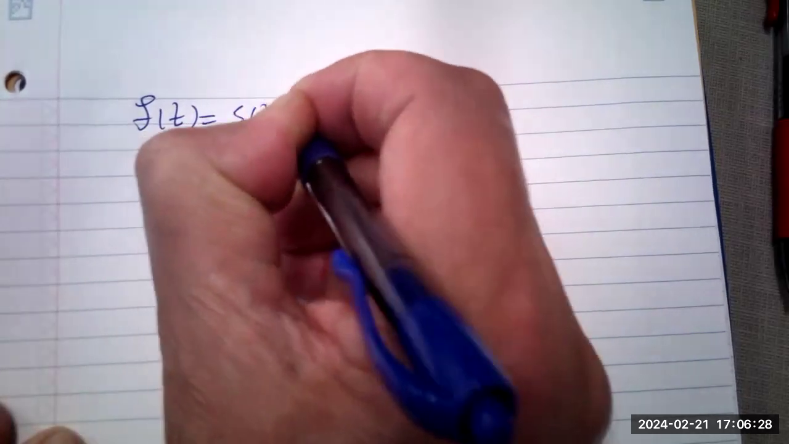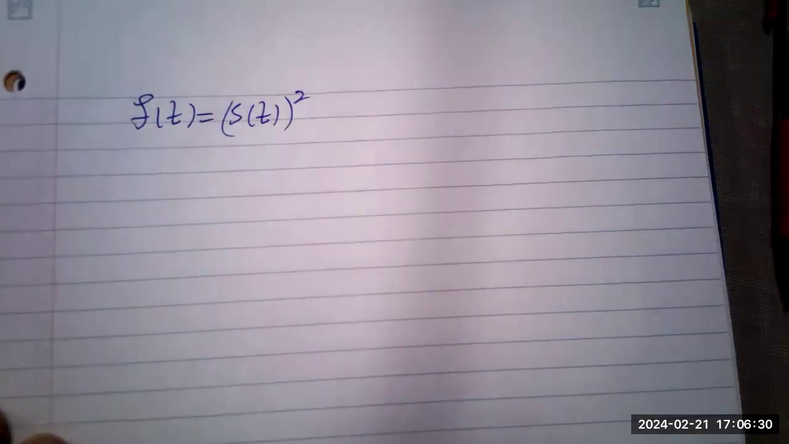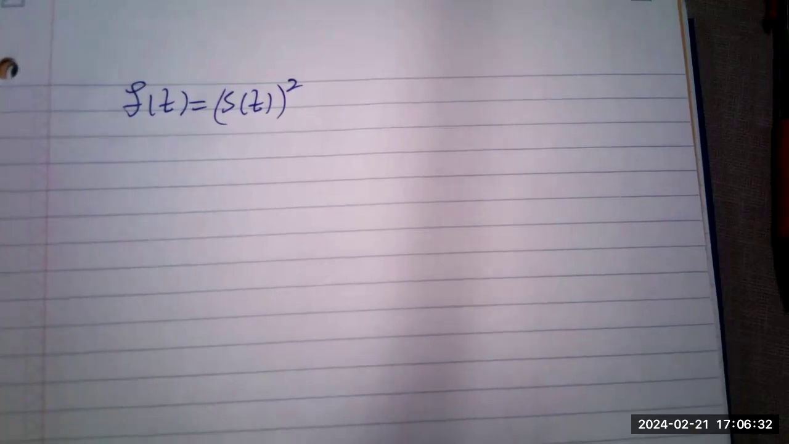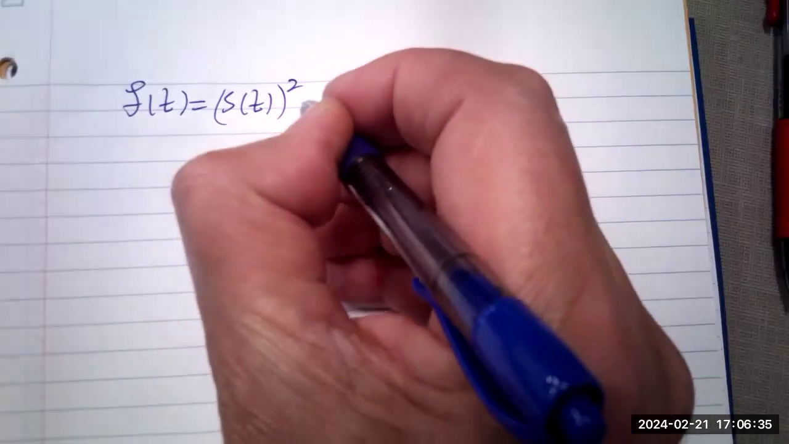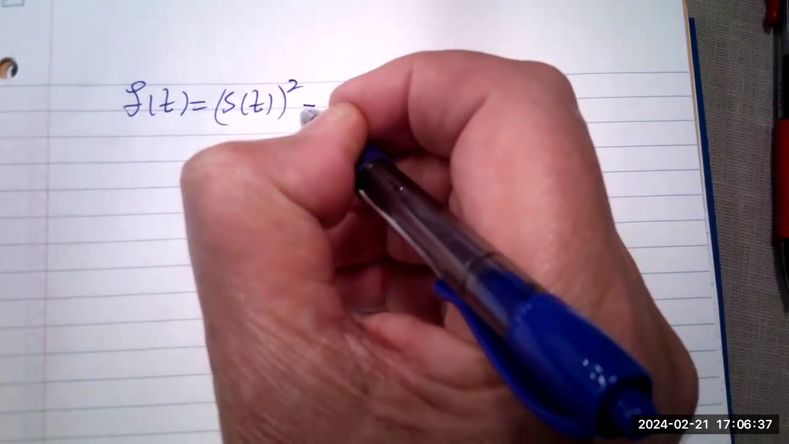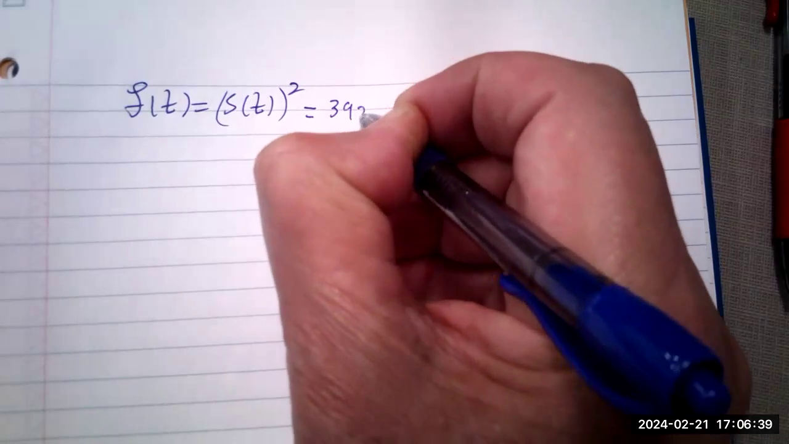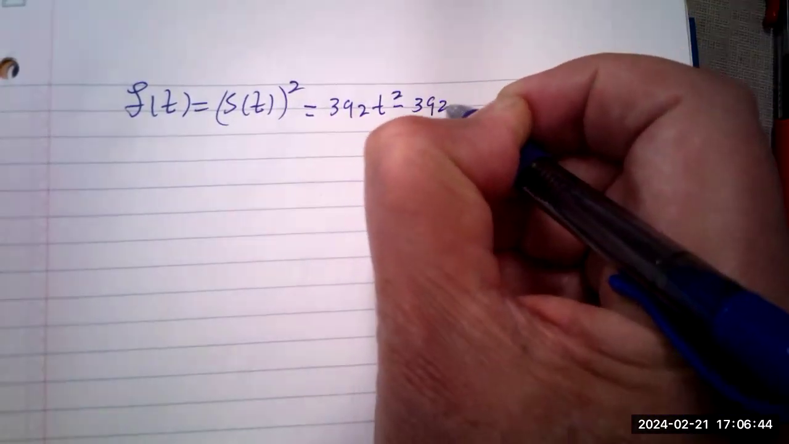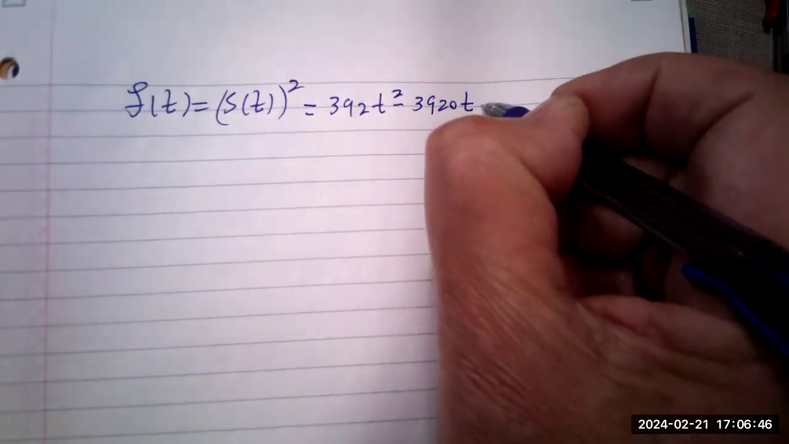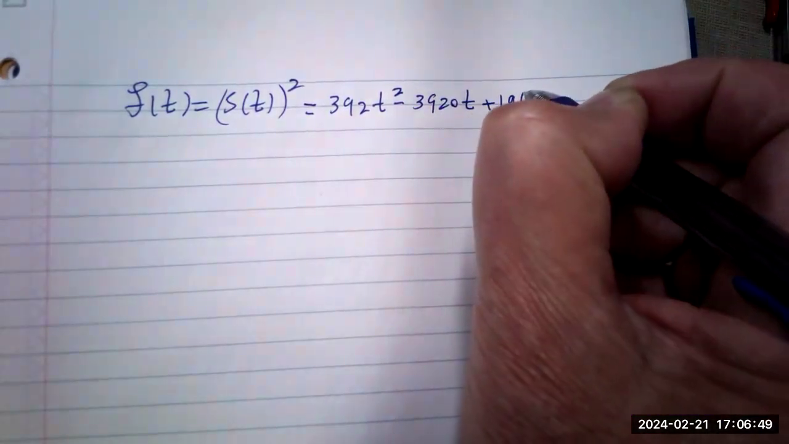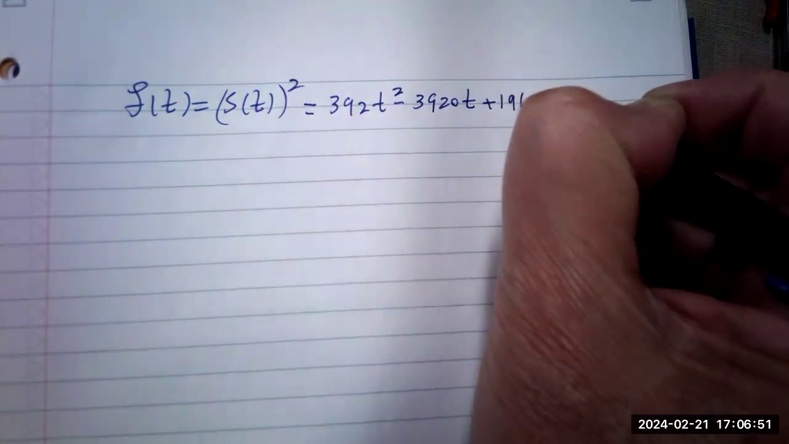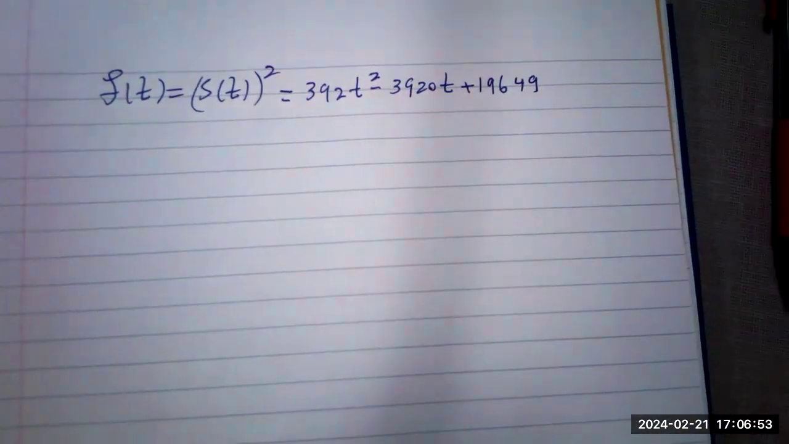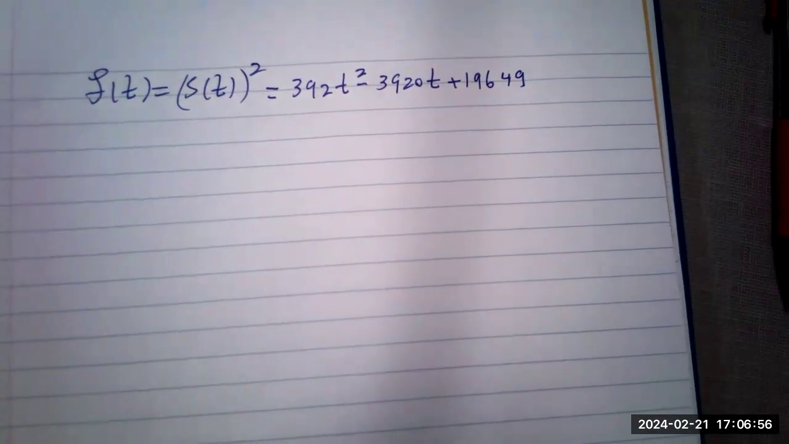I suggest that you introduce the function f of t to be s of t squared. So in this way, you get rid of that radical and straightforward, you can find it right away, okay? So if you square it, that gives you 392 t squared, 3,920 t. This is your function. See, it's an easy function to handle. So find when this function is minimal.